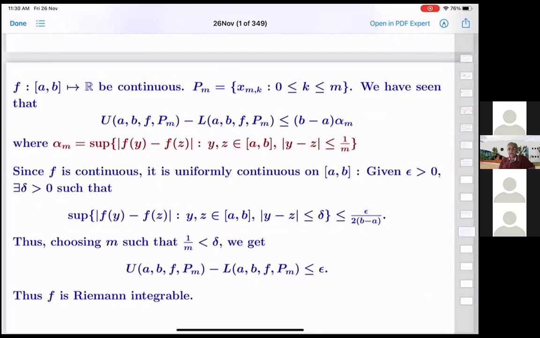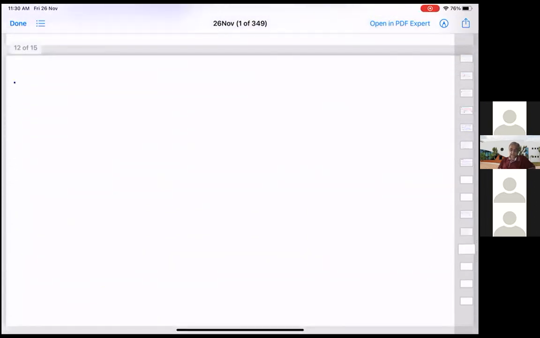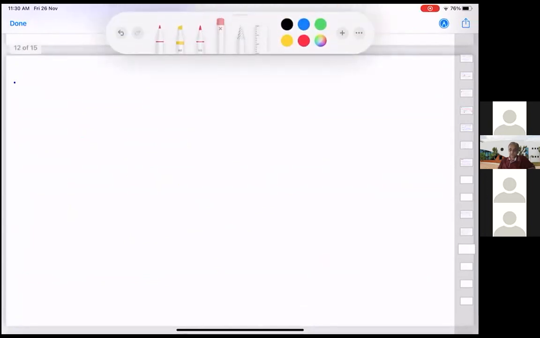Sir, f is uniformly continuous, but this is the supremum, right? Yeah. So here is the statement. Let's for a minute forget integration. Suppose... Oh, okay, sir. Yes, I got it.